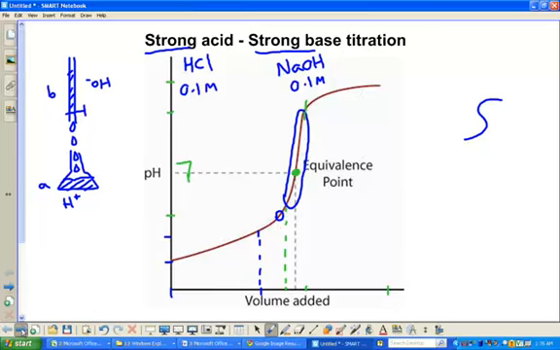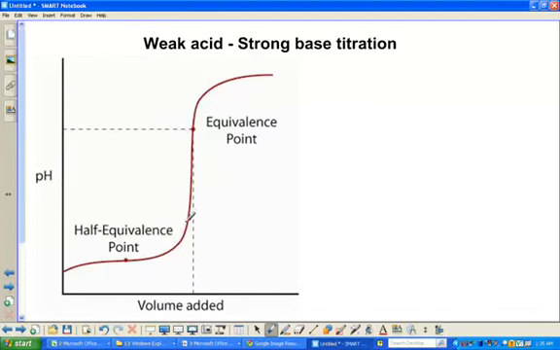What I want to show you next is a similar thing, except where we have a weak acid, strong base titration. So let's assume we have the same strong base and we have a weak acid, let's say maybe acetic acid, for example. Alright. Couple of things that I want to show you. The general shape, as you can see, is exactly the same. It's that basic S shape.